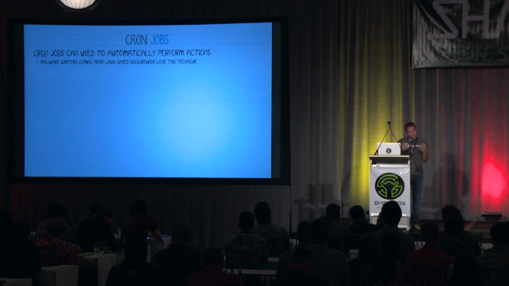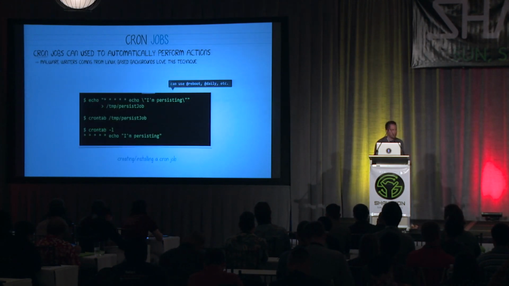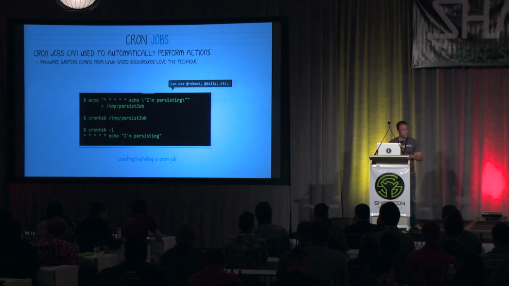BSD or Unix users are probably familiar with cron jobs. OS X supports cron jobs, just like BSD. It's an easy way to execute a command or script at certain intervals. So you can do it at reboot, or daily, or even once a minute. In this example, I'm creating a cron job that executes each minute. Again, just another persistence technique, very straightforward, but it works.